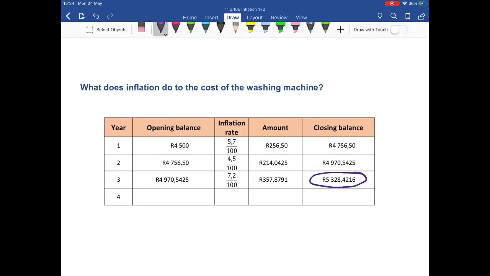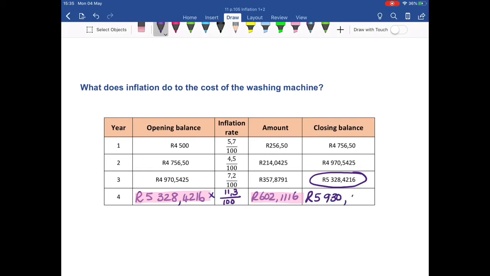Remember, the closing balance of year 3 becomes the opening balance of year 4. So the opening balance is going to be 5,328.4216. Inflation rate for this year is 11.3%. So I'm going to multiply these two together to get the amount by which it is increased, and that is going to give us 602 Rand 116. Then to get my closing balance, I have to add the opening balance plus the amount that it's increased by.